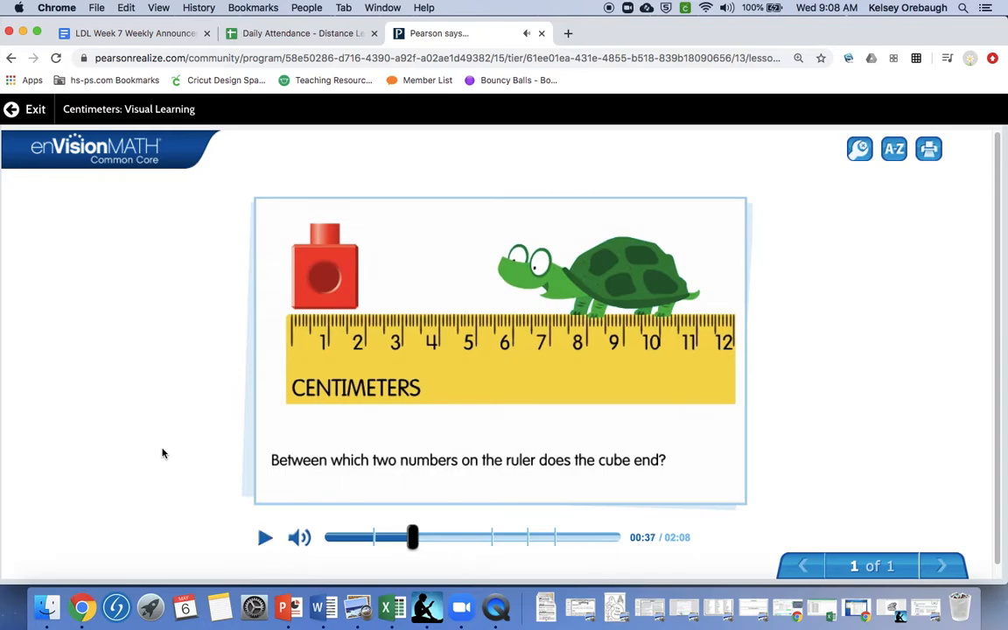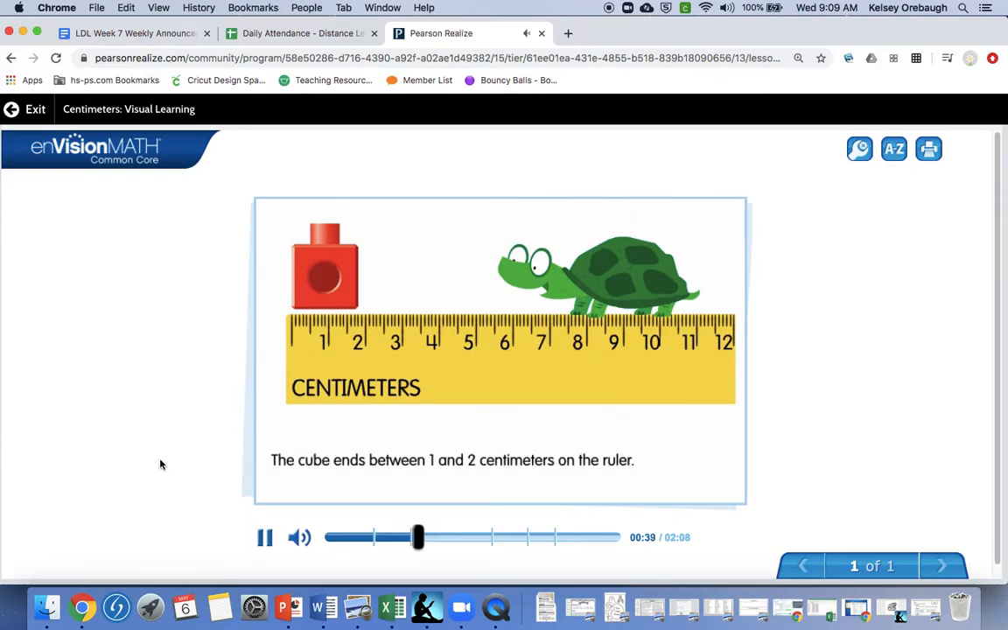Okay, so we can see, just like with the inch ruler, we start the object all the way at the 0 mark, or the total left side of the ruler. So here is the beginning of the cube. Here is the end of the cube. Between which two numbers, which 2 centimeter markings on the ruler does this cube end? At this point, we see that the end of the cube is between the 1 centimeter mark and the 2 centimeter mark. See where it falls right here? Here's the 1 centimeter mark, here's the 2 centimeter mark. It is in between those two numbers.